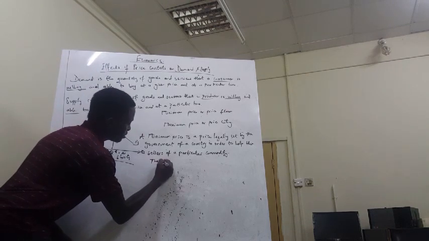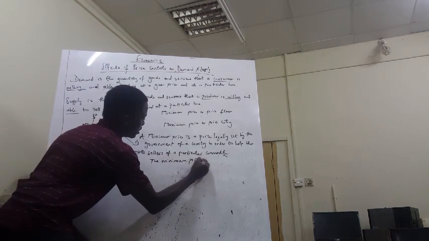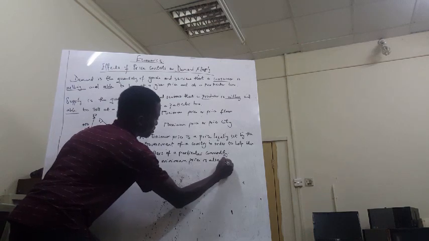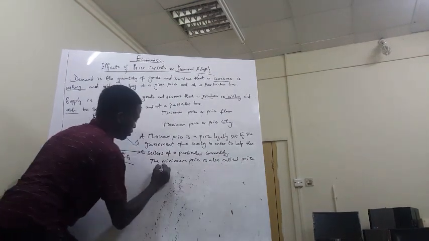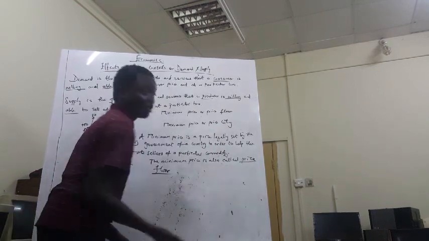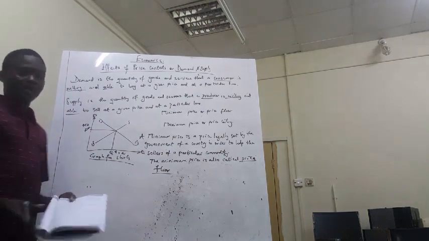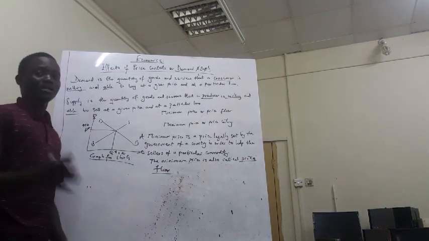The minimum price is also called price floor, which is the same thing, which is telling you that it is the lowest price. Okay, so graphically, because economics deals with graphs and graphs and graphs, there's a way to depict this.